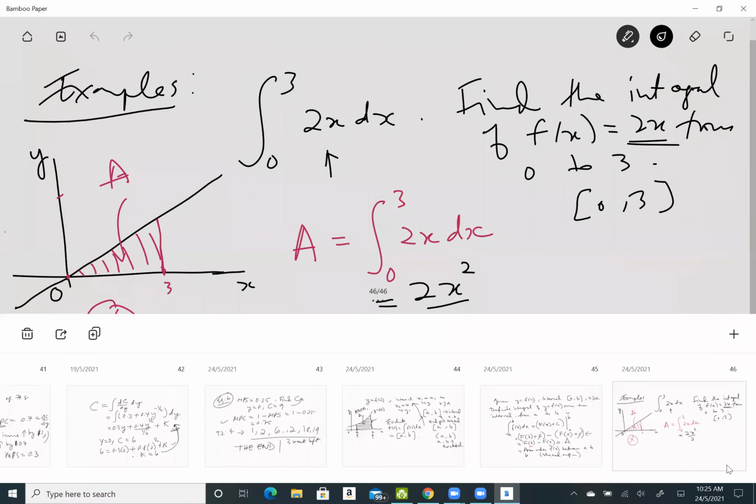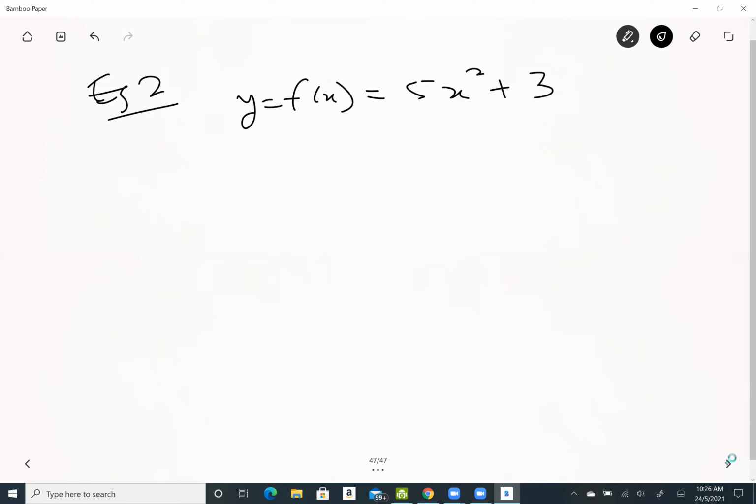All right, so let's consider example number two. We have y equal to f of x equal to 5x squared plus 3. Suppose you have this function. You want to evaluate the integral over the interval 2 to 6.